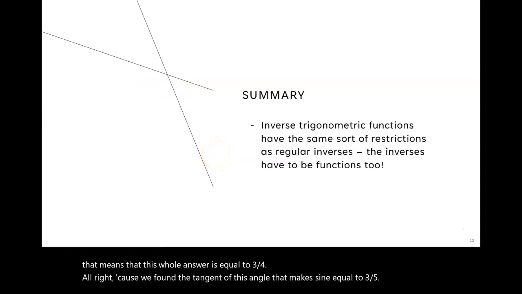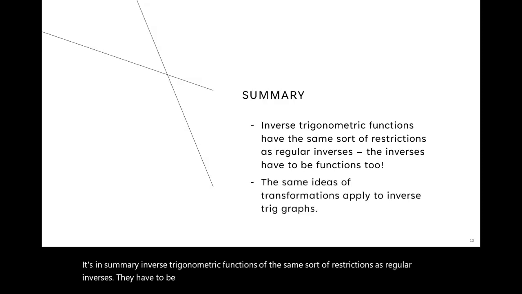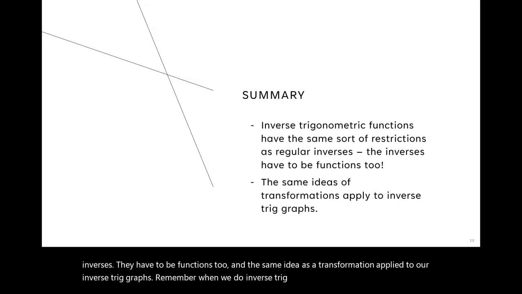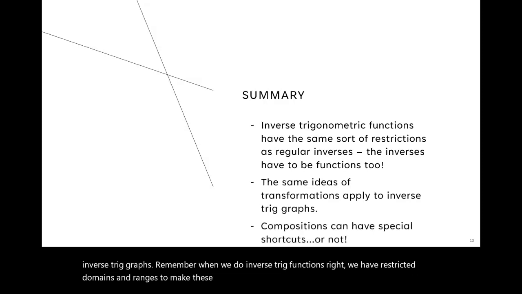So in summary, inverse trigonometric functions have the same sort of restrictions as regular inverses. They have to be functions too, and the same idea of a transformation applies to our inverse trig graphs. But remember, when we do inverse trig functions, we have restricted domains and ranges to make these actual functions. And compositions can also have special shortcuts, or maybe they don't. Maybe you actually have to work them out.